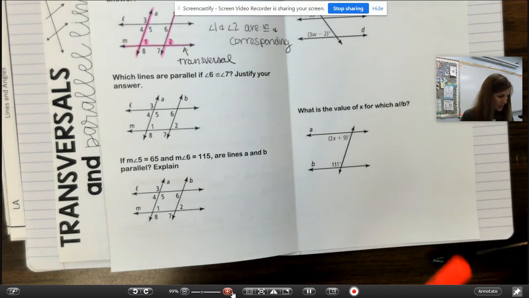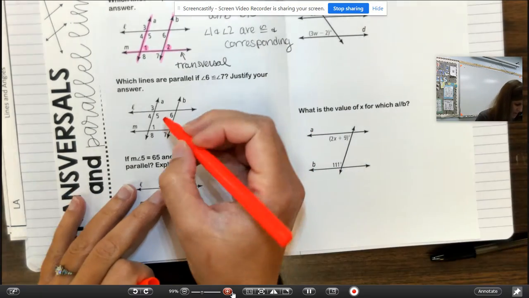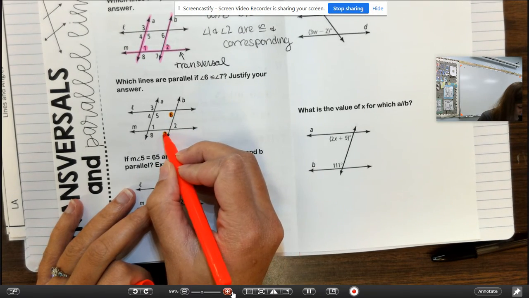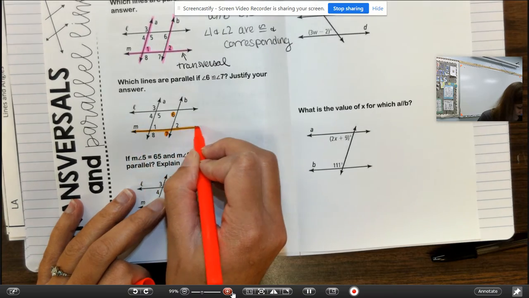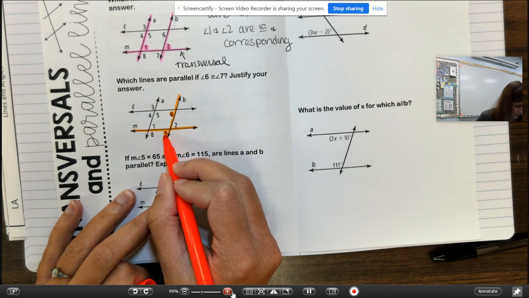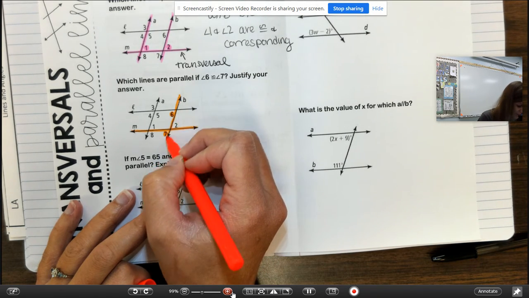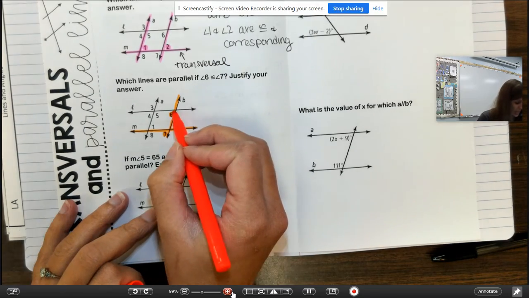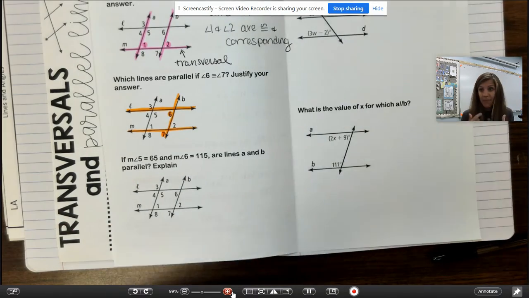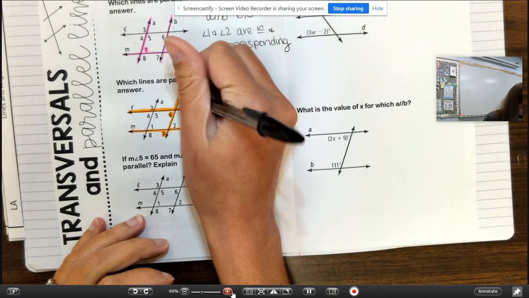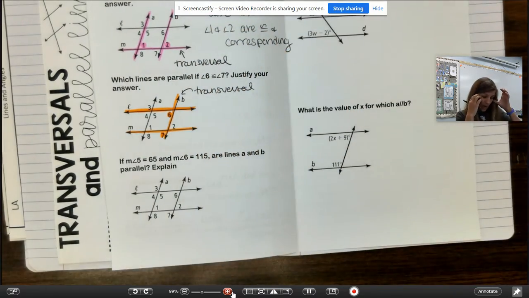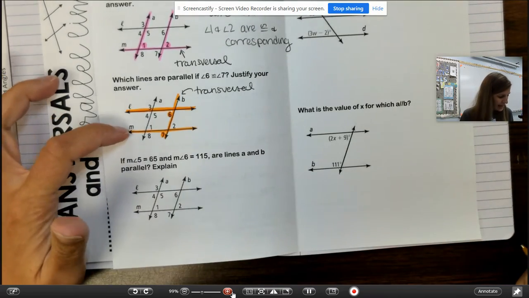And then this next one here, which lines will be parallel if angle 6 is congruent to angle 7? So if we take a look at 6, we take a look at 7. 7 is made up of line M and line B, because those 2 lines cross and make angle 7 right here. Angle 6 is made up of line B, so I touched that one twice, and then line L. Okay, so once I draw out the lines that make up the angles, because I touched this one twice, that is my transversal. And my potential parallel lines will be L and M.